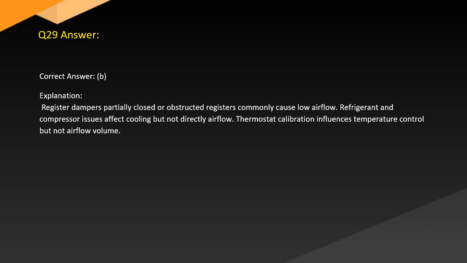Answer. Correct answer: B. Explanation. Register dampers partially closed or obstructed registers commonly cause low airflow. Refrigerant and compressor issues affect cooling but not directly airflow. Thermostat calibration influences temperature control but not airflow volume.